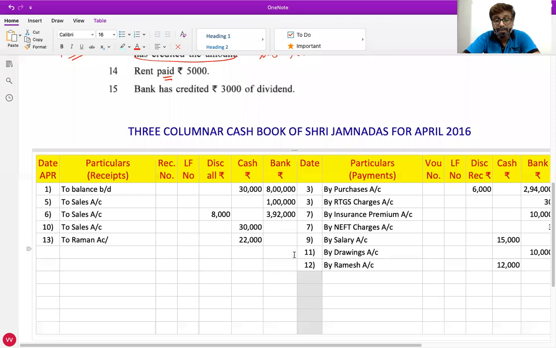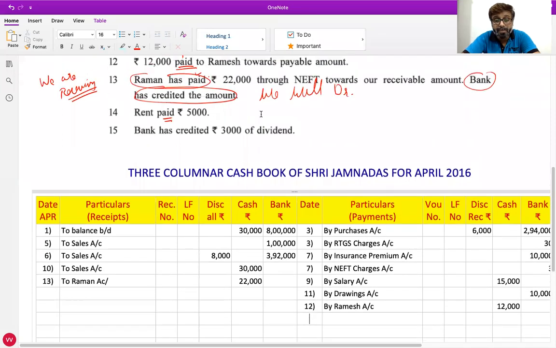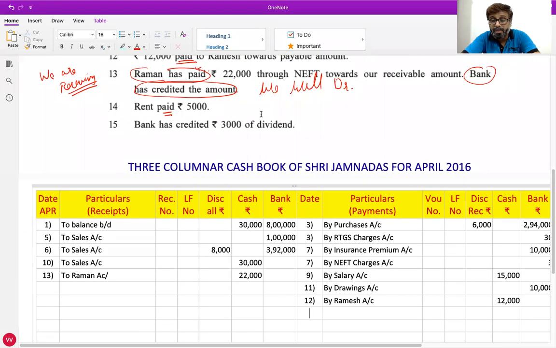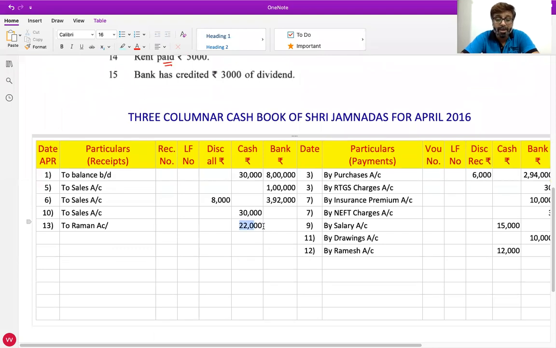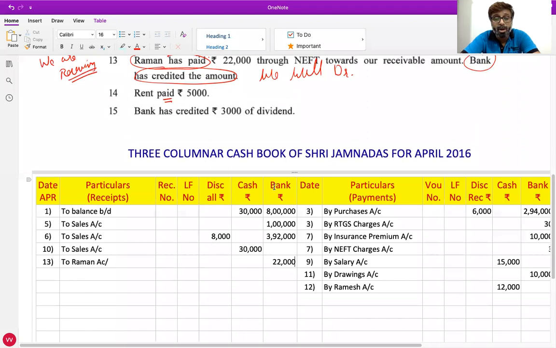Okay. Sir, in 13th you have written in cash column 22,000. It will come in bank. Oh yes, sorry. Thank you. Bank column. Yeah, bank column.